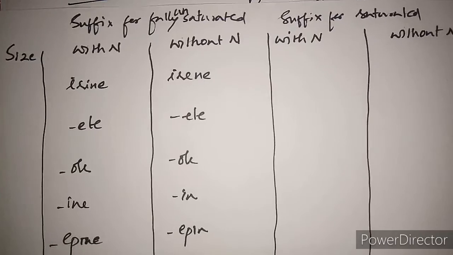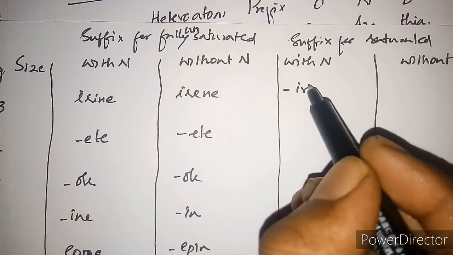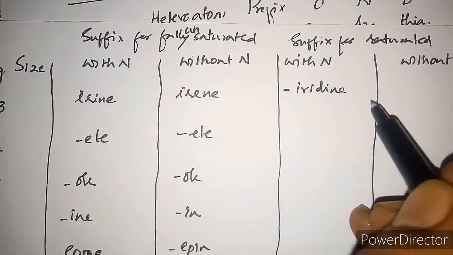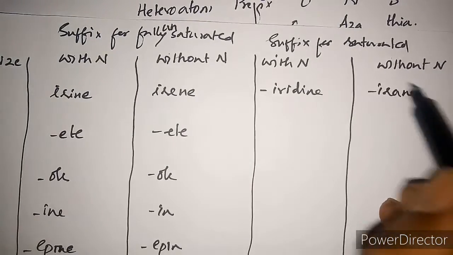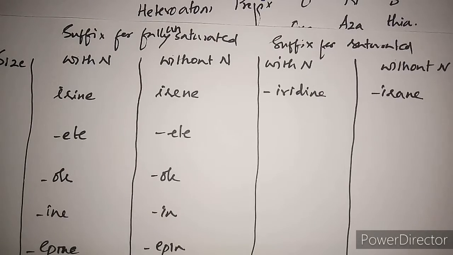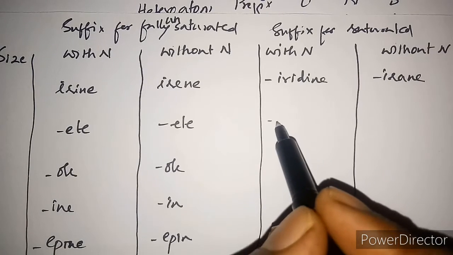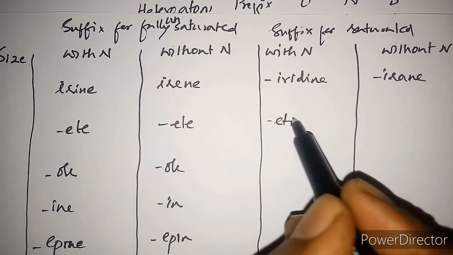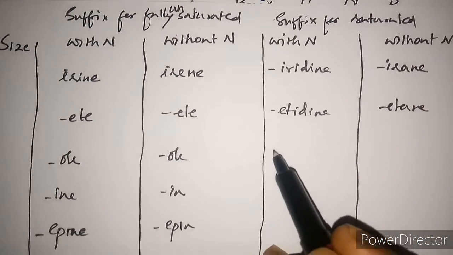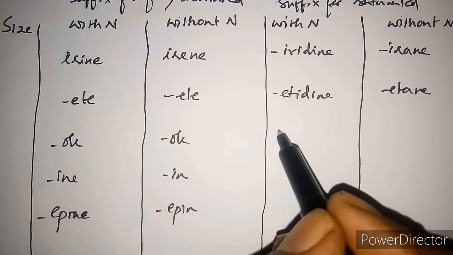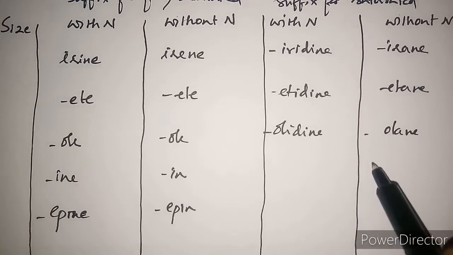For a three-membered system with nitrogen, we call it iridine. Without nitrogen, for the saturated system, it is irane. For a four-membered ring system it is etidine, and without nitrogen it is etane. For a five-membered ring system it is olidine, and without nitrogen it is olane.